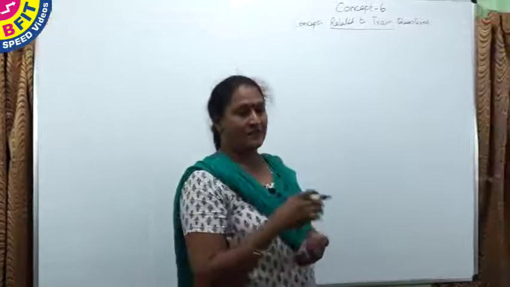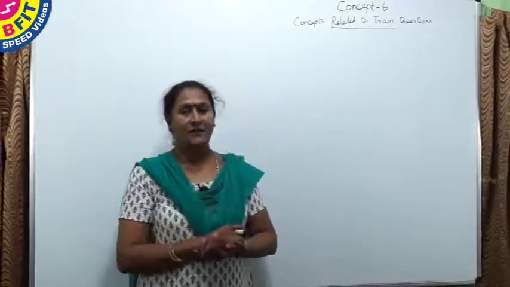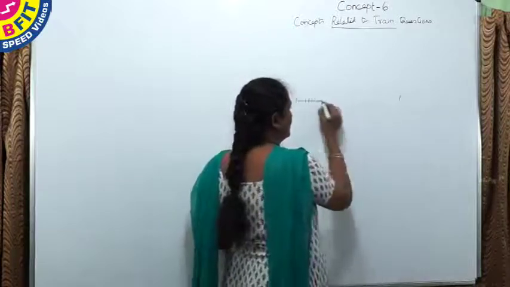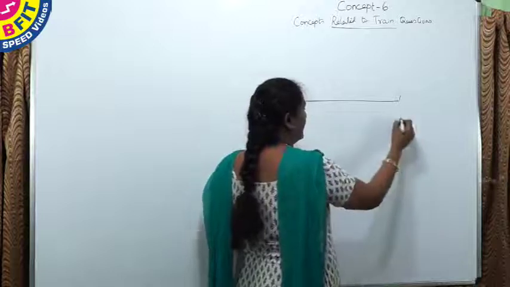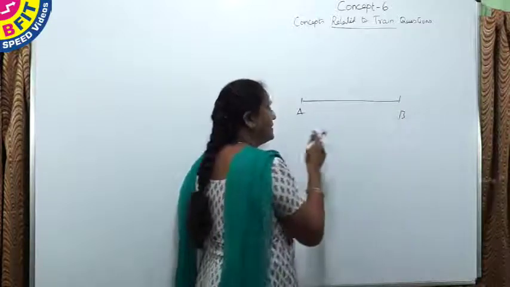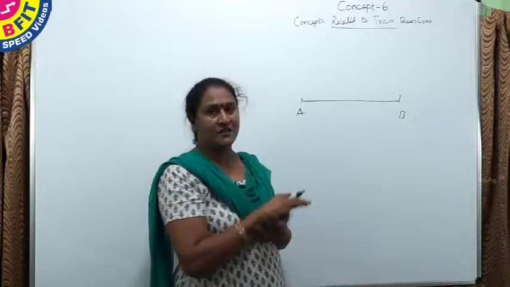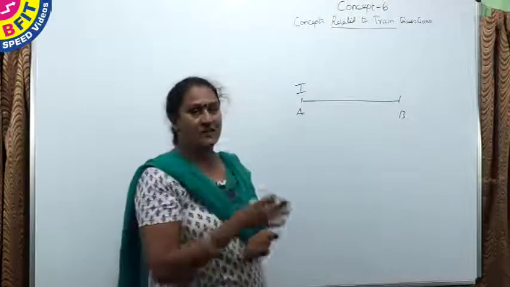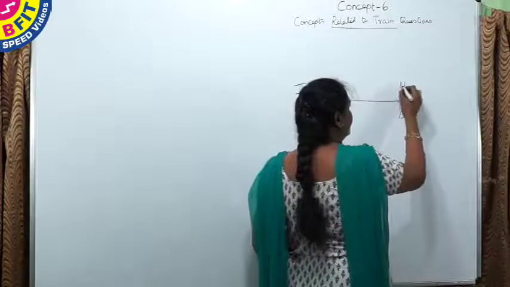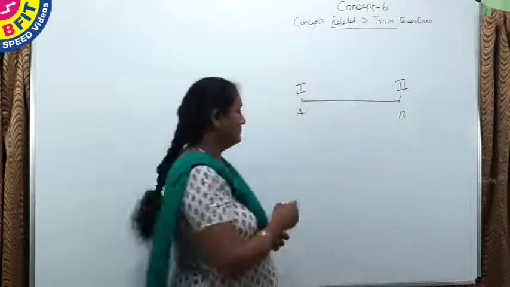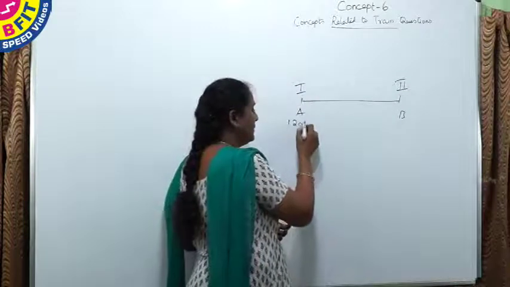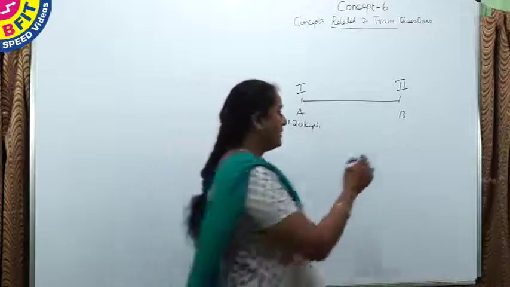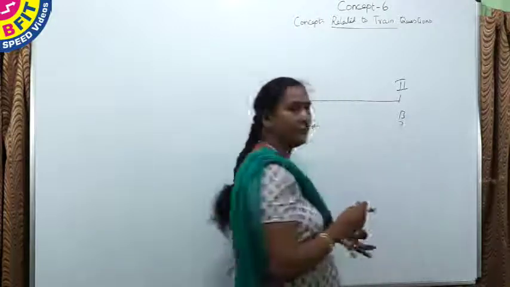Before working the question, we'll understand what they have given and what is asked. From two places, A and B, trains start at the same time and move towards each other. From A, train 1 starts, and from B, train 2 starts. The speed of the train from A is given as 120 kilometers per hour, and you are asked to find the speed of the train from B.